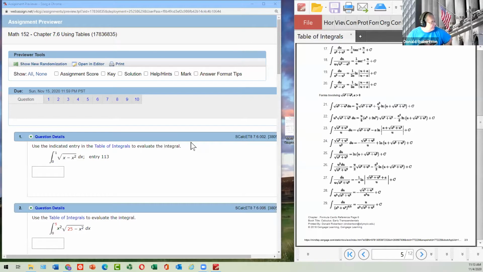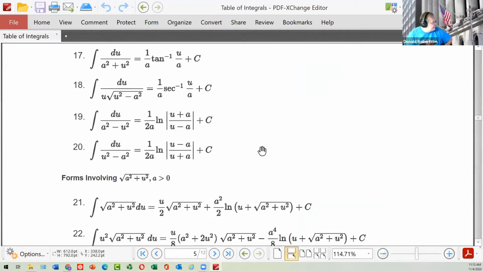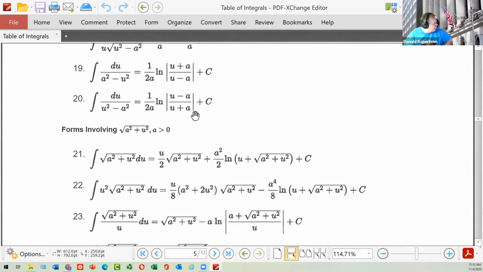So hopefully you're looking at the homework. There's question 1, you see it? And over here is the table. I should be able to do that. Now I'm looking for, I know you can't see it anymore, an x minus x squared kind of look, right? So you scroll through it and you're looking for the square root of some.